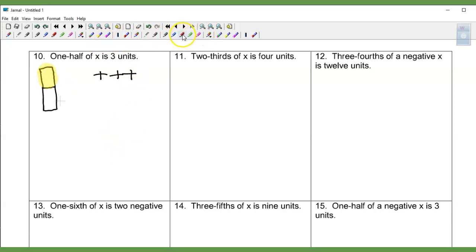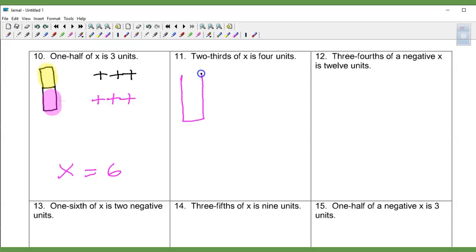And then just show the correlation. Well, this half is equal to positive 3. That must mean the other half is equal to positive 3. The whole x, 1 whole x equals 6 positive. That's what we're looking for on each of these, some sort of visual representation. Showing me and showing yourself that you understand how these fractions actually work.